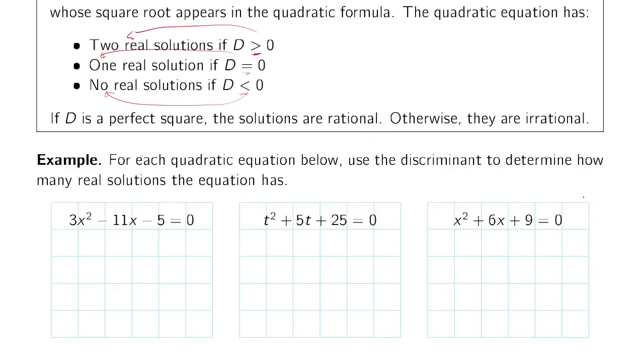So in this equation, 3x squared minus 11x minus 5 equals 0, we have a equals 3, b equals negative 11, c equals negative 5. And so d is negative 11 squared minus 4 times 3 times negative 5. D is 181, which is a positive number. So this equation has two solutions.